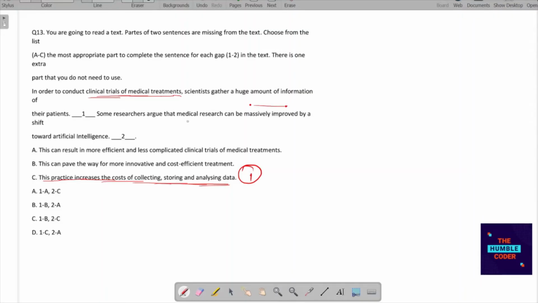Some researchers argue that medical research can be massively improved by shift towards artificial intelligence. This can result in a more efficient and less complicated clinical trials of medical treatments. This can pave the way for more innovative and cost-efficient treatment. So option A seems to be a better fit for this. So the answer in our case will be 1C and 2A. That is option D will be the perfect answer for this.